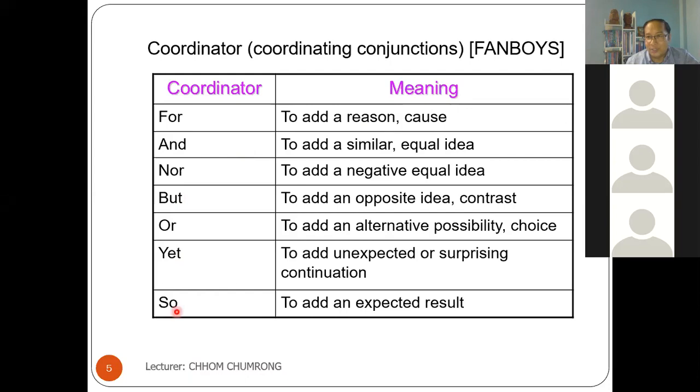You learn so well about these seven words, right? They are called FANBOYS, but when you take the exam, you always get confused. What are the seven words? For, and, nor, but, or, yet, so. And then when the exam comes, because. I mean, because, one another. What do we call it, everybody? What kind of conjunction is it?